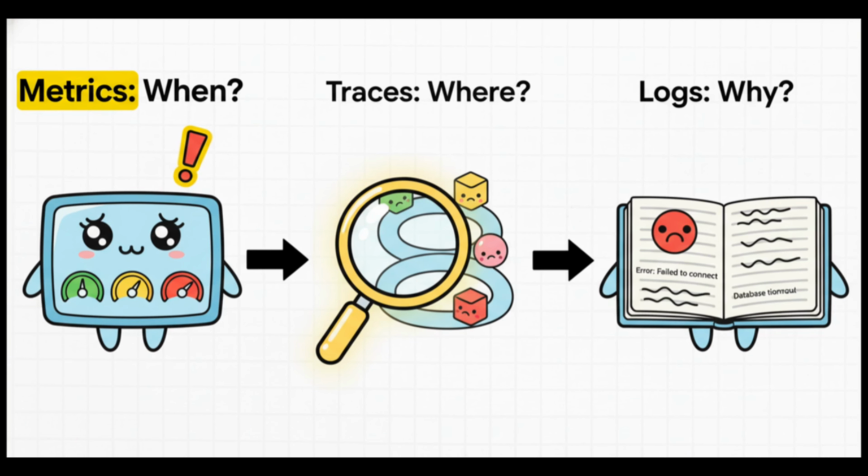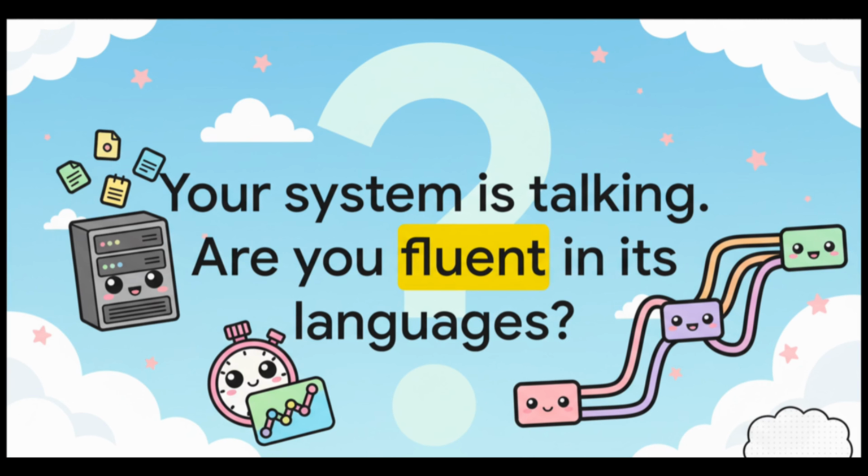So when you really think about it, a modern software system is constantly talking. It's communicating its health, its problems, its status, all through the languages of metrics, logs, and traces. The only question left is, are you listening? And are you fluent enough to understand everything it's trying to tell you?